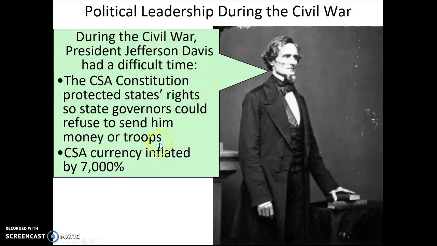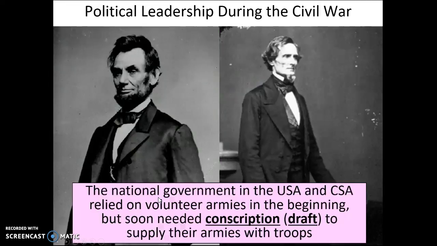Also, there's going to be a huge amount of inflation within the Confederate States in terms of their currency, basically making it almost completely worthless. So the national government, the U.S. and the Confederate States initially want volunteer armies. They rely heavily on volunteer armies, people volunteering to join within the U.S. military or the CSA military.